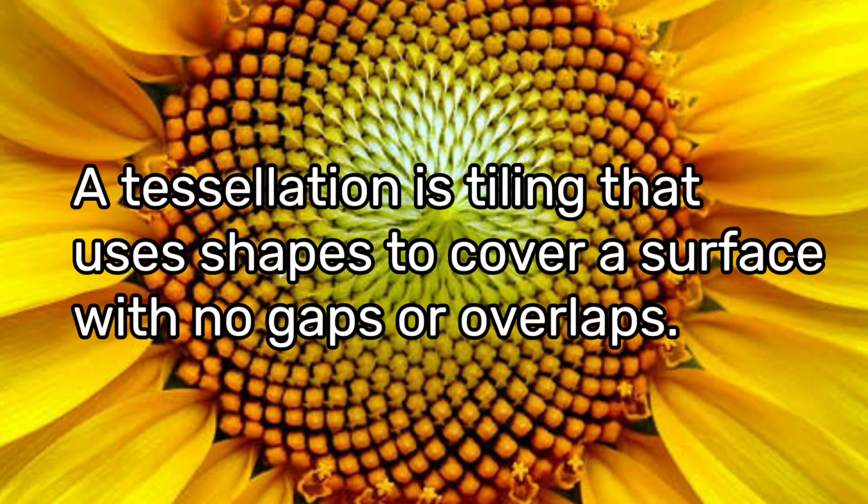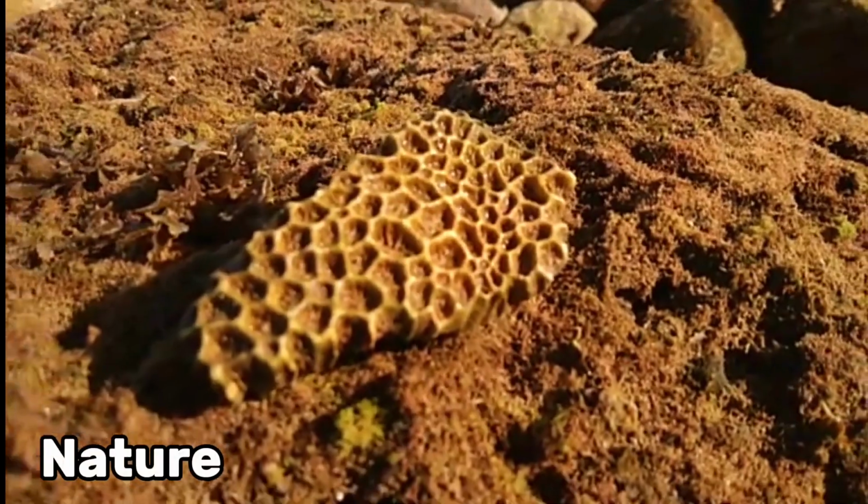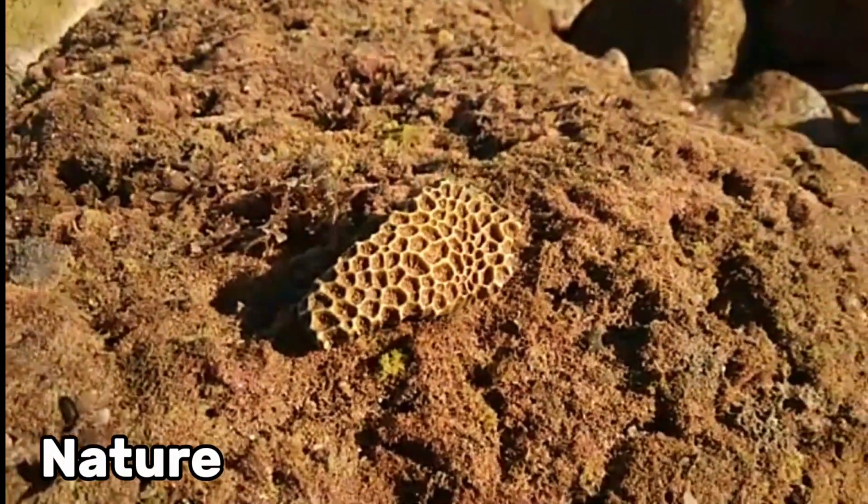Next is the tessellation pattern. A tessellation is a tiling that uses shapes to cover a surface with no gaps or overlaps. In nature, sea stones often tessellate when they wash up on a beach, forming a pattern like puzzle pieces. In art, a common example is tiling in Islamic geometric art, where shapes like triangles, squares, and hexagons fit together to create intricate designs without any gaps.